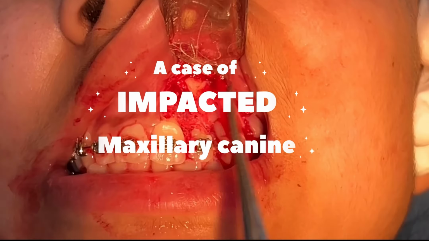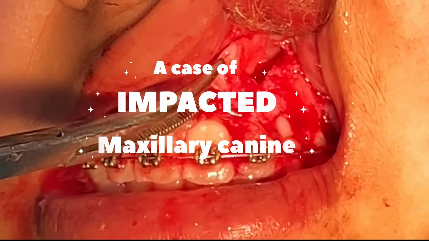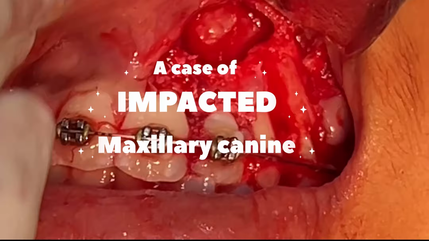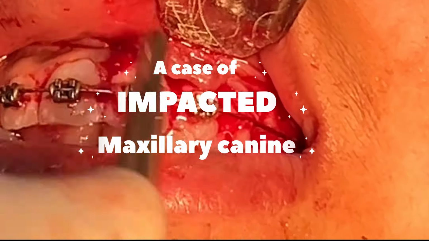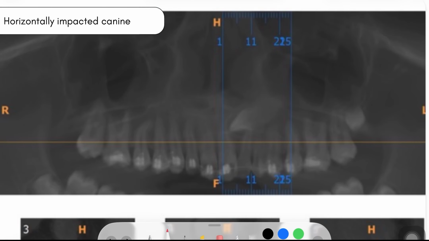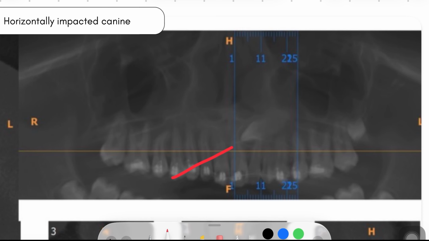This impacted canine was completely embedded in bone and we removed it without raising a full flap. Let's learn this interesting case of impacted maxillary canine. So a CBCT was done. Here you can see a completely horizontally impacted canine that is present. It overlaps the apical surface of 2-1.